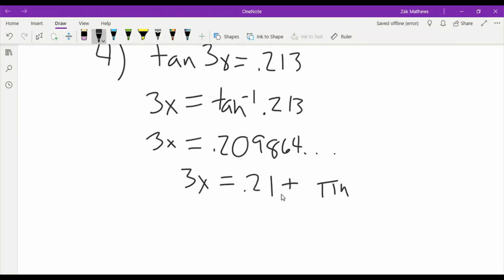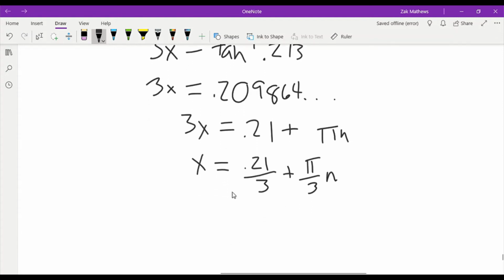Now, before I go writing out my solution set, I still need to get the x by itself, so I'm going to divide everything by the 3. And it's better to use your calculator to use exact values. I'm just going to write it out, and then I'm going to use my exact values and then my calculator to write out my solution set. So I have 0.21 divided by 3 plus whatever I get when I add pi over 3 more. I'm going to keep adding pi over 3's until I can't anymore. So I'm going to write down those solutions and you'll see them in just a second.